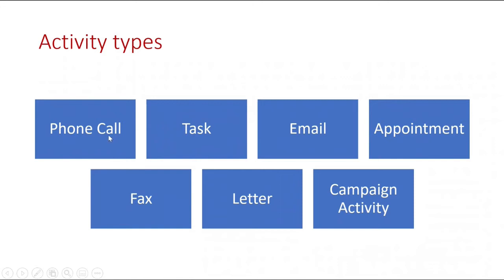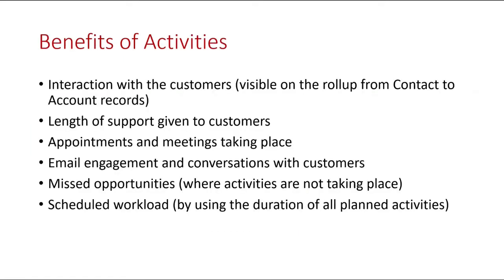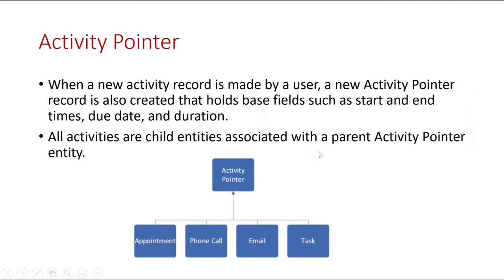So each of these activity types is a separate table. So phone call is a separate table, and task is a separate table. So everything is a separate table in the backend. Okay, but all these individual activity type tables are related to this activity pointer table. So the activity pointer table will be the parent one. Below that, we'll be having this appointment, phone call, email, task. All those activities will be like child records created under this activity pointer.